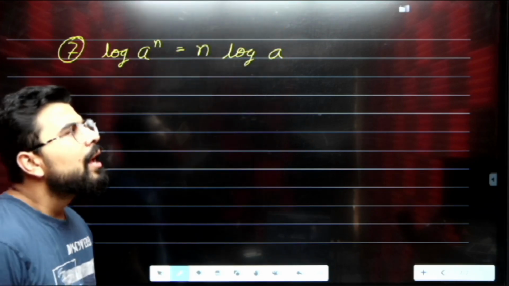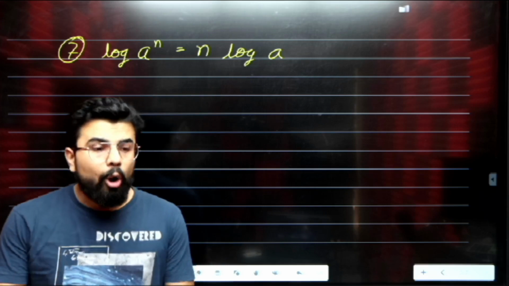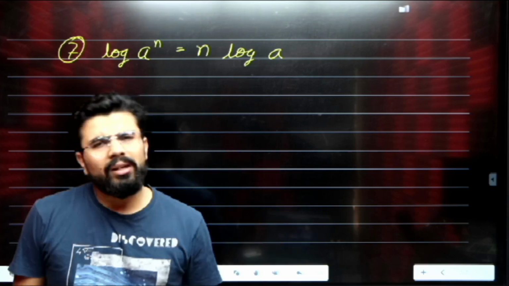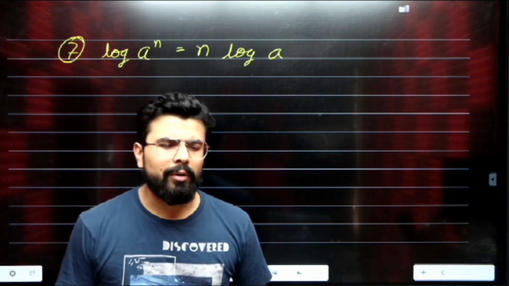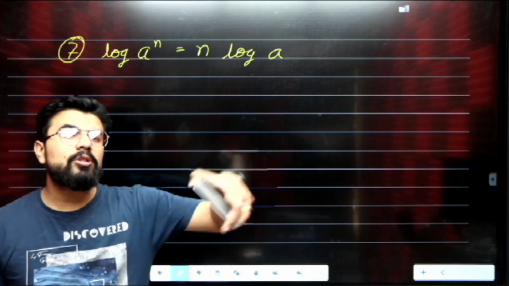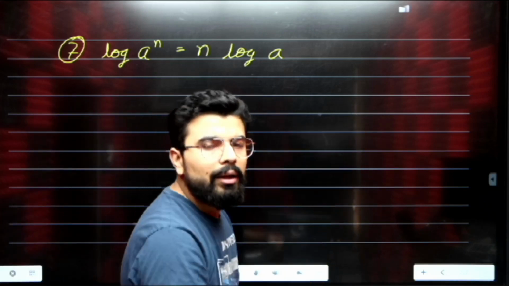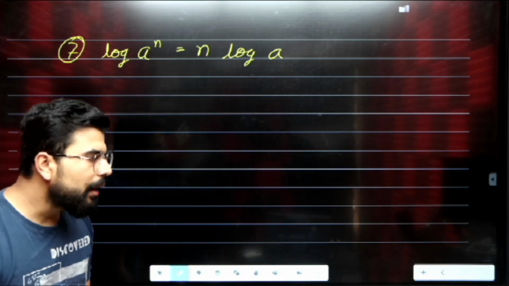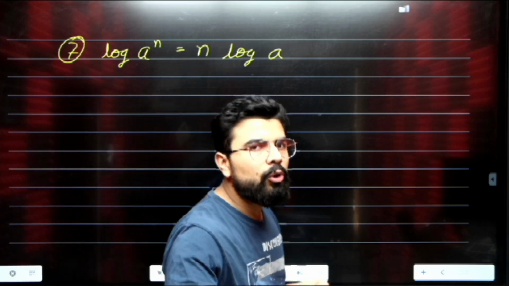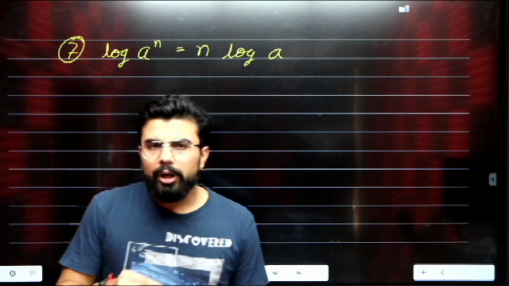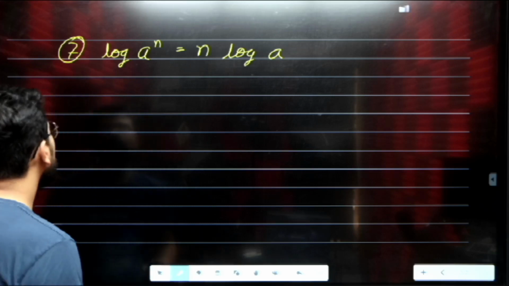Just tell me one thing. Can I write log 8 as log 2 to the power 3? Yeah, we can write it as log 2 to the power 3. Now when I write log 8 as log 2 to the power 3, will the 3 come ahead? Yeah, it will become 3 log 2. Can I write log 25 as log 5 square? Yes, it will become 2 log 5. Is that very simple? Yes.